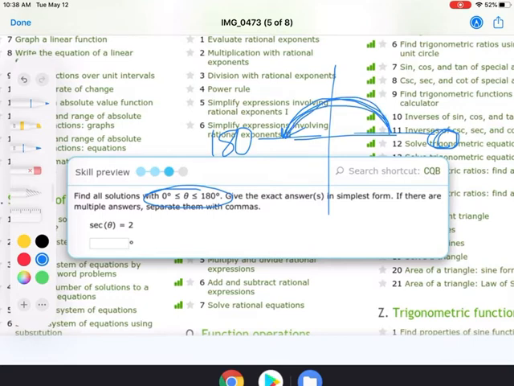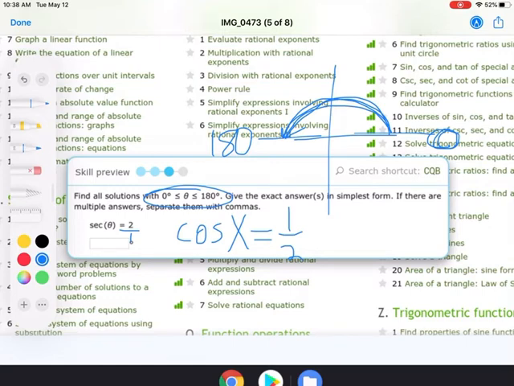The secant is 2. Now remember, that's the flip of cosine, so I'm just going to put that over 1, as usual. That's really saying, where is the cosine equal to 1/2? Oh, wait, I said 1/2. The secant is 2. That means where's the cosine 1/2?